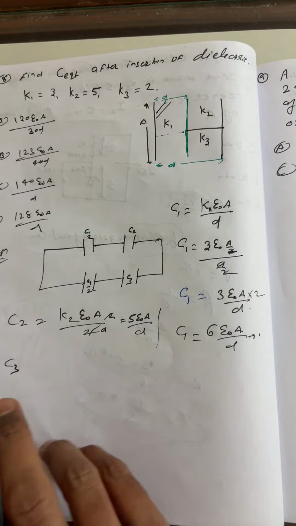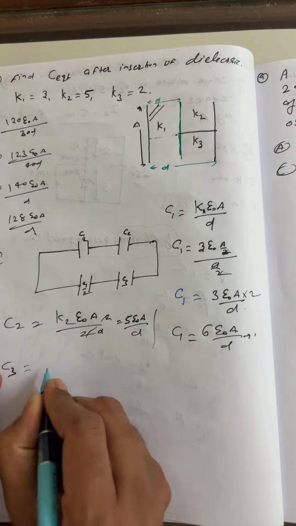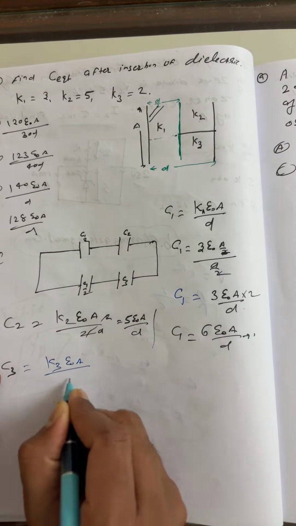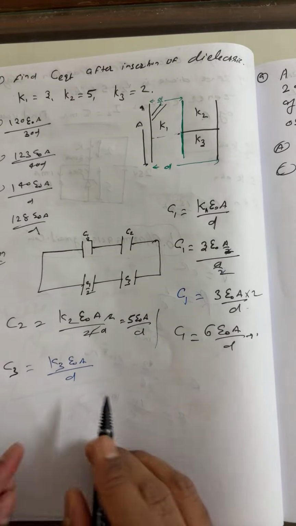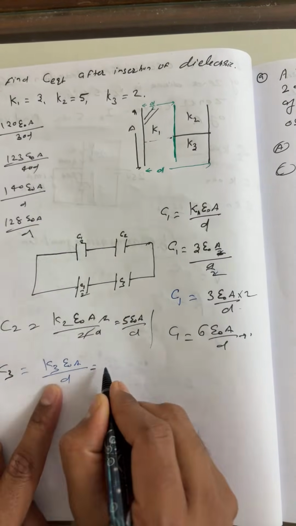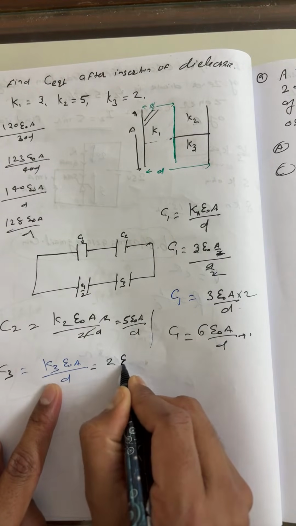Now, students, I'll explain it again here. Don't worry. C3 beta. C3 is what? You can write, my dear, this is K3 epsilon naught into A by what? This is D beta. So this is beta again. You can say this is what, my dear. K3 is what? It's 2. 2 into epsilon naught beta.